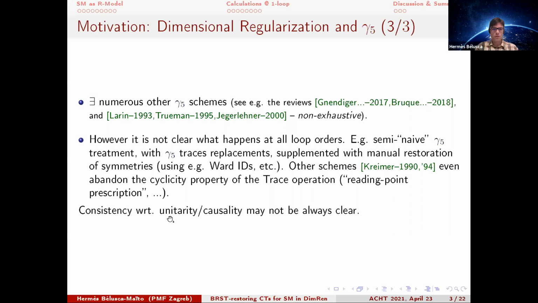But there is always the problem of whether these schemes are consistent with unitarity and causality, which are the two main points of QFT. And this may not always be clear for these schemes. But it has been proved that the unitarity and causality axioms are satisfied in the Breitenlohner-Maison scheme. So basically, our idea now is to apply this Breitenlohner-Maison scheme systematically.